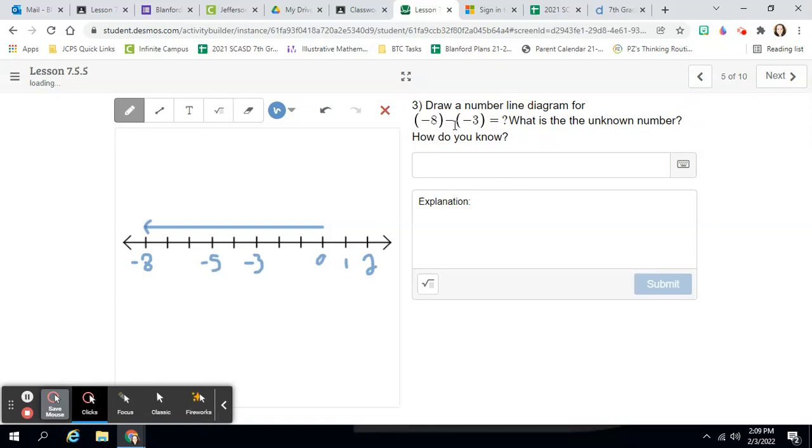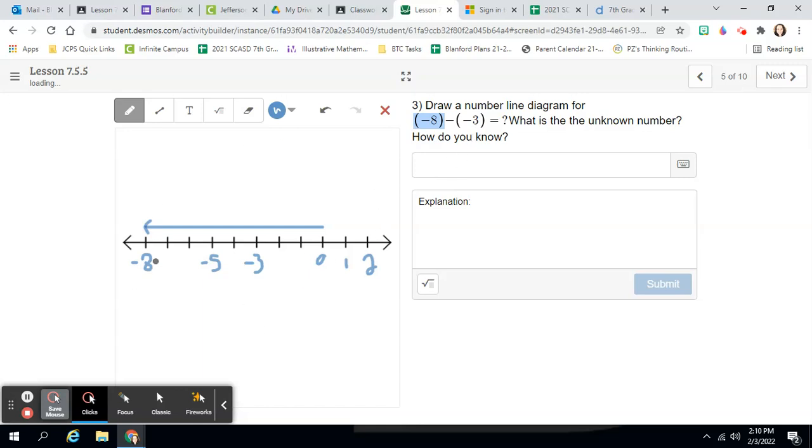So the first thing I did to draw my number line is I started with what it starts with, -8, right? So I went from 0 to -8. Now, this is telling us to take away -3.